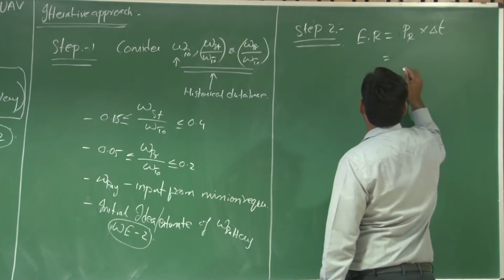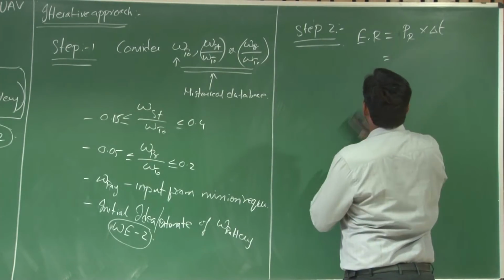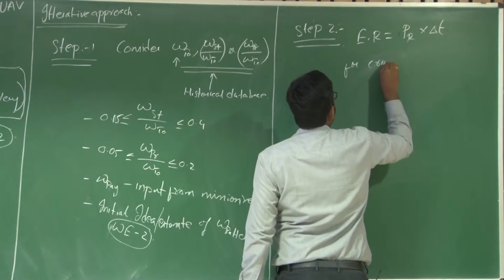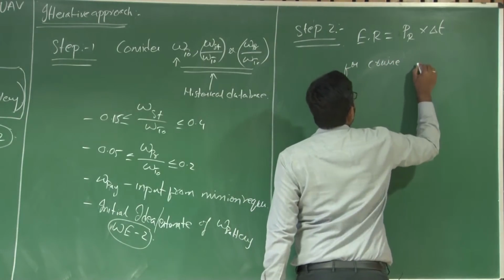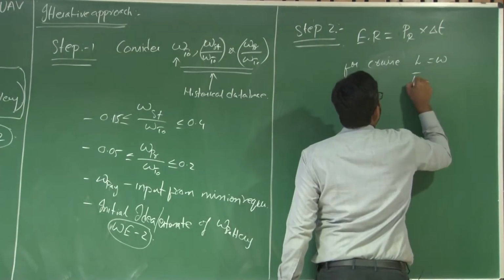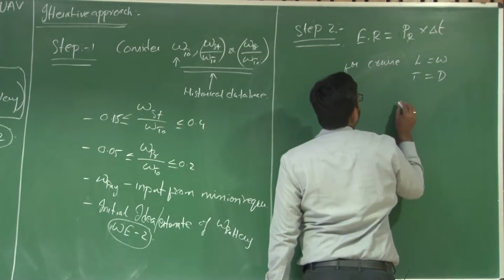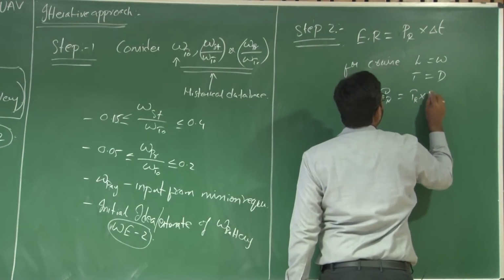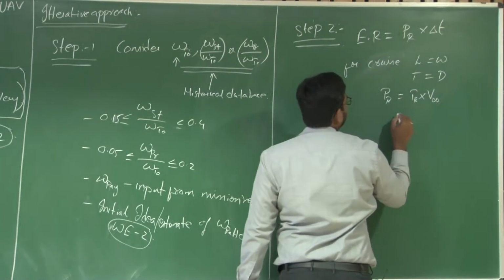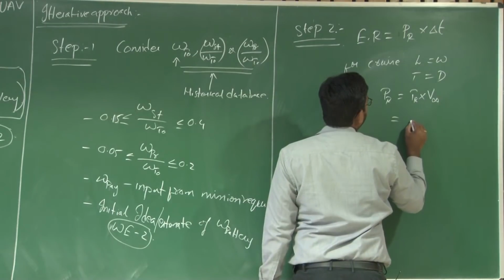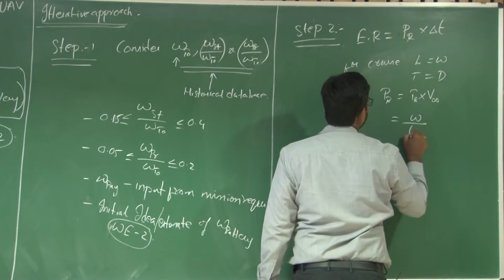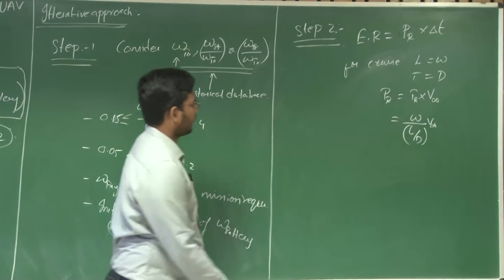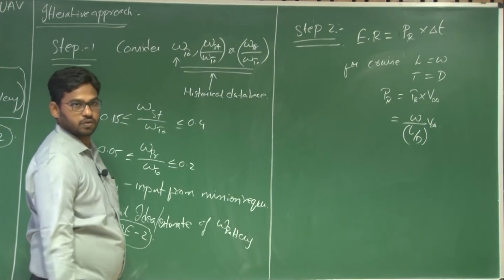So how do you get the power required? For cruise, you have L equals W, T equals D, right? So what is power required? It is thrust required times velocity. What is thrust required? It is W by L by D, times velocity, right?